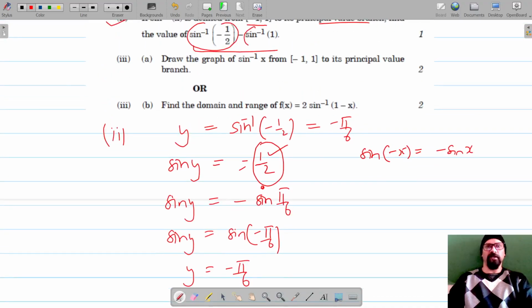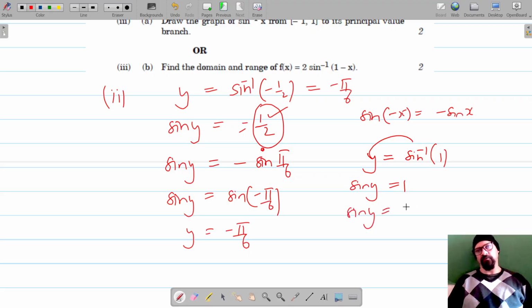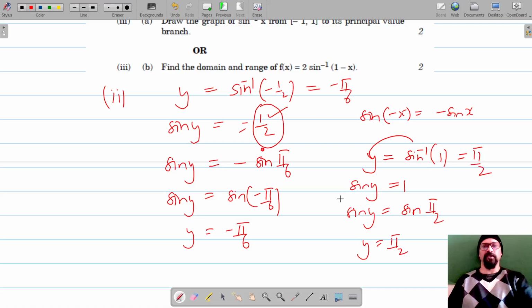Let's find the value of sine inverse 1. The same process we will follow. Let's say y is equal to sine inverse 1, which gives me sine y is equal to 1, and the angle for which the value of sine is 1 is pi by 2. So y is equal to pi by 2.